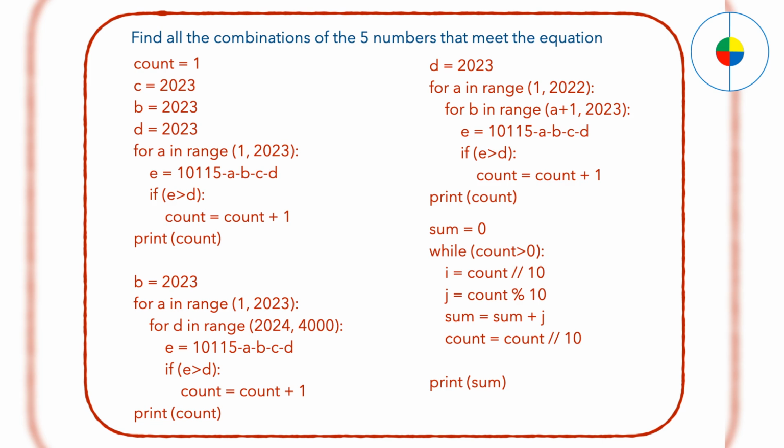Next, we need to calculate the sum of digits for count. Here we use a while loop because we don't know how big the number is. I is the quotient of the variable count divided by 10, and j is the remainder. We need to add the remainder each time, because this is the digit we need to sum up. Then, we remove the last digit from the variable count and do it again, until count is reduced to 0.